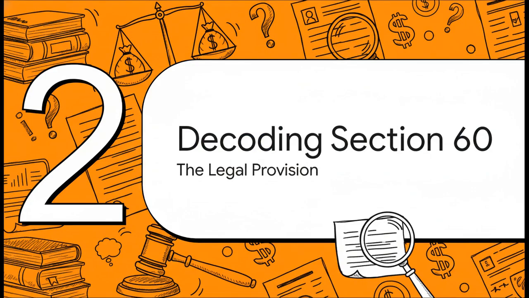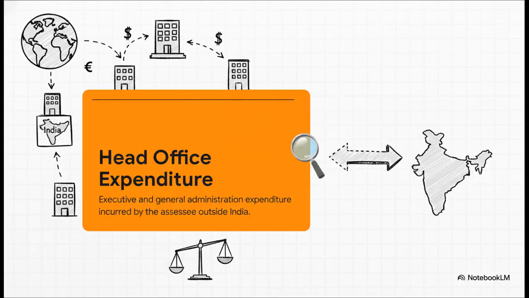Okay, with that problem in mind, let's look at the legal tool itself. What does Section 60 of the Income Tax Act 2025 actually say about all this? First things first, the law gives us a pretty clear definition. When we say head office expenditure, we're talking about those central command costs. The big picture executive and general admin expenses that happen outside India but support the whole organization.